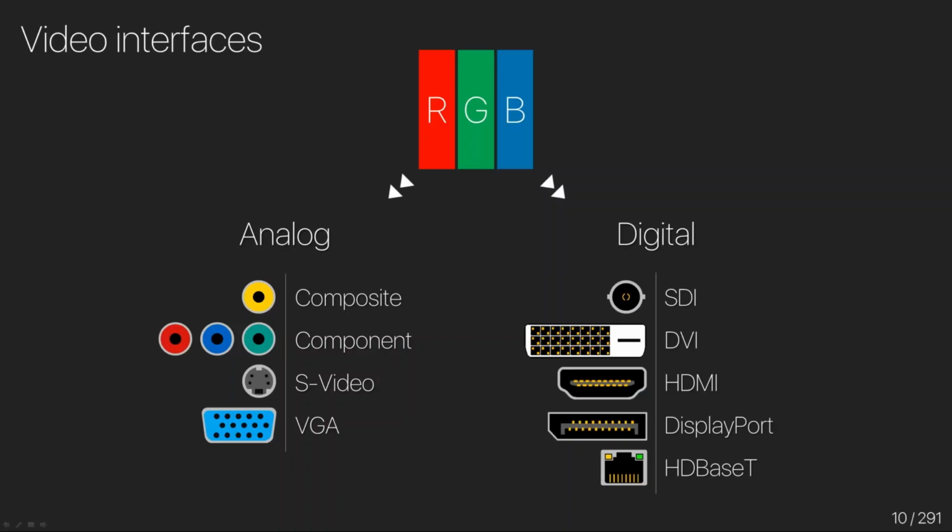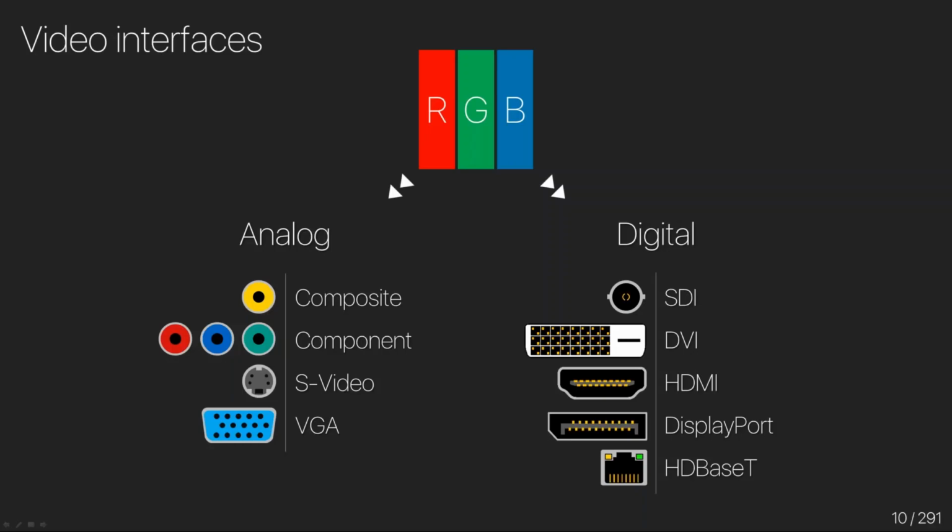And then we have the digital technologies like DVI, SDI, HDMI, and DisplayPort. We also have HDBaseT here. These use a digital binary system to encode the information. We're not going to talk so much about the analog interfaces because they're used less and less, but over the course of the 3 parts, we'll be covering DVI, HDMI, DisplayPort, and HDBaseT.